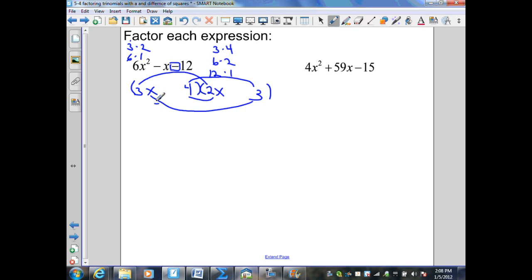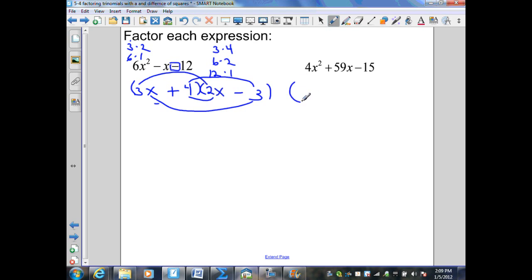Now I just have to determine where my plus and minus signs go. Since I need a minus x, this is going to give me a positive 4 and a negative 3. And how do I know that? Because when I do my outer, that gives me a negative 9x, and my inner will give me a positive 8x. A negative 9 plus 8 gives me a negative 1. And I already verified that my first and last work out.